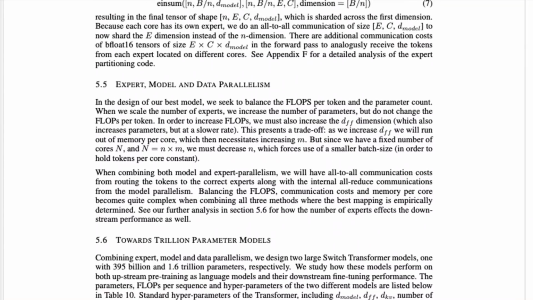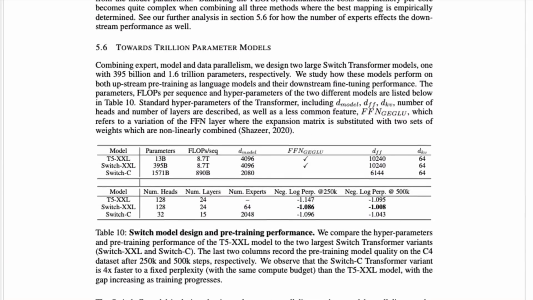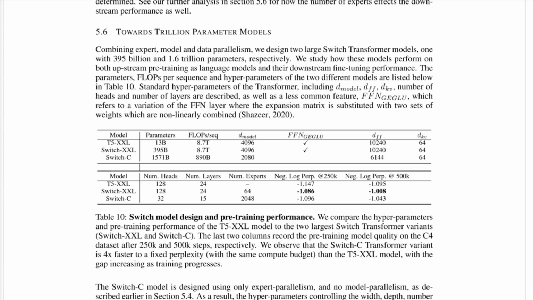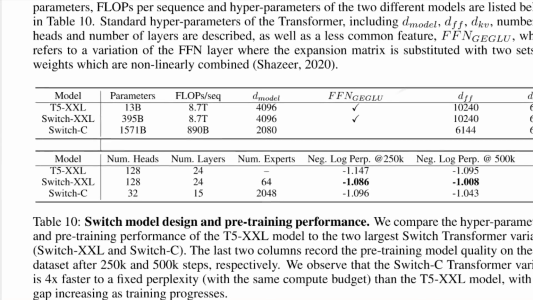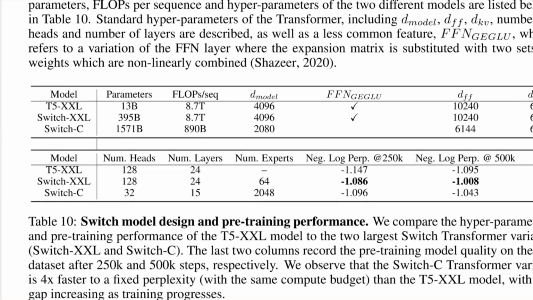As I said, the trade-off here, of course, is that you need more machines. You need to actually add more machines. And you can see this largest model that they built is this switch XXL, which is matched in flops to the T5 XXL model, yet has many more parameters and beats the T5 at log perplexity and, as I understand, in downstream tasks by quite a bit. They also built this trillion parameter model.